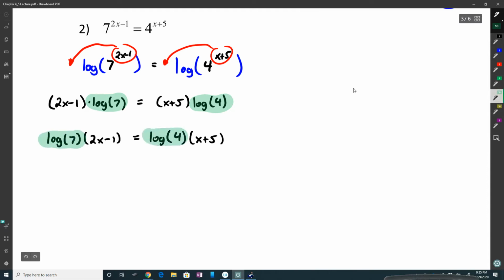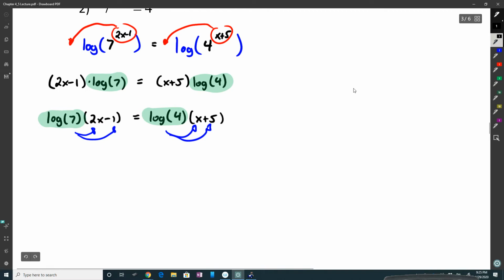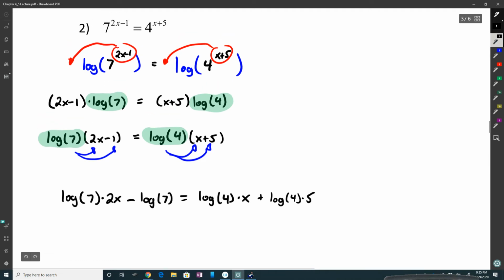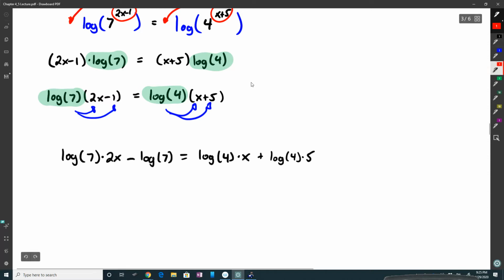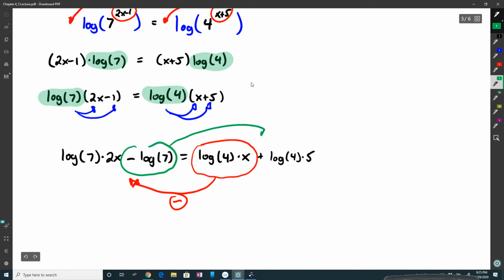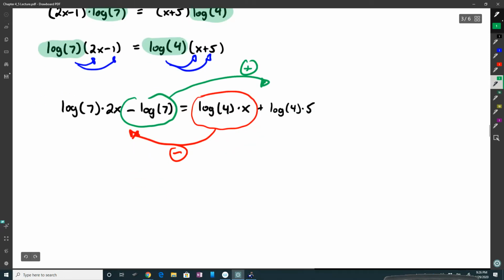so this log of 7 and log of 4, they're just numbers. And it's going to distribute across. So I have log of 7 times 2x minus log of 7 equals log of 4 times x plus log of 4 times 5. So, just like last time, I want to get all the x's together and everything else on the other side. So this guy has an x. I want to move him to the other side. It's a positive, so I'm going to subtract to cancel it out. Whereas this one, I want to move to the other side. It's negative, so I'm going to add it to the other side.